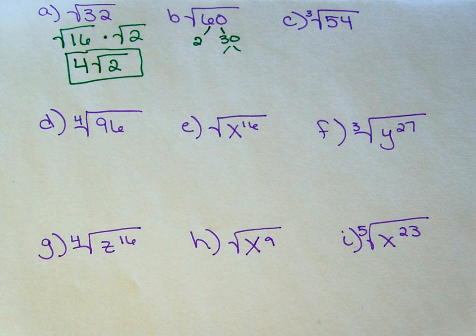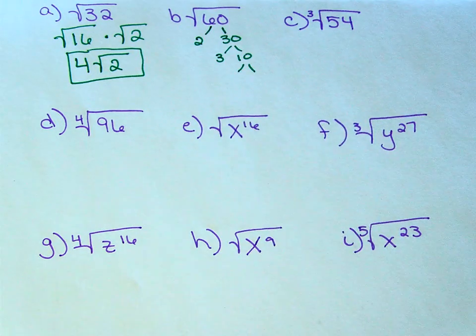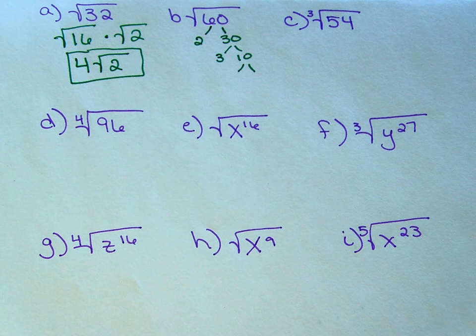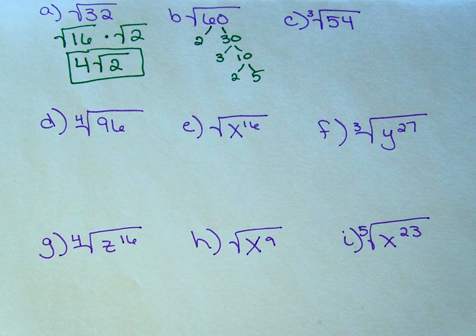10 times 3? Okay, 3's prime, so we're done there. And what times what gives me 10? 5 times 2. Yeah, 5 times 2. Okay, so we've done a factor tree now for 60.